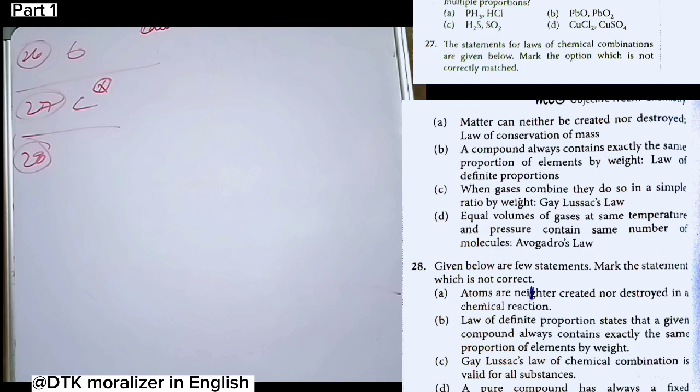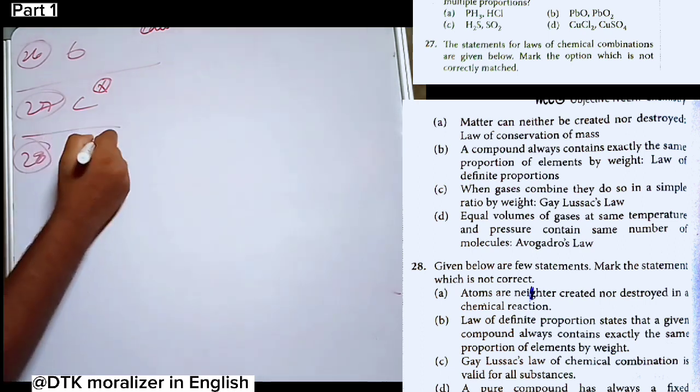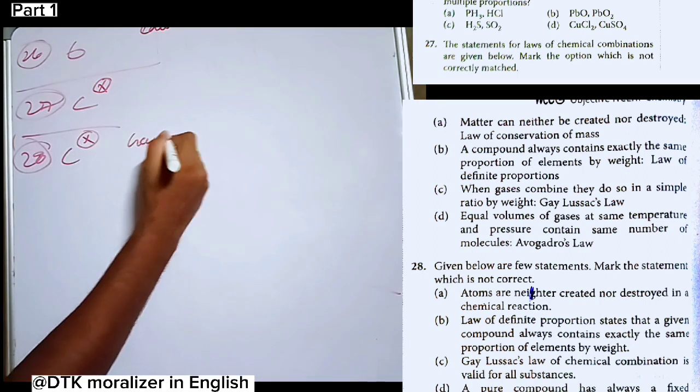Now question number 28. Given below are chemistry statements. Mark the statement which is not correct. Atoms are neither created nor destroyed in a chemical reaction. The law of definite proportion states that a given compound always contains exactly the same proportion of elements by weight.